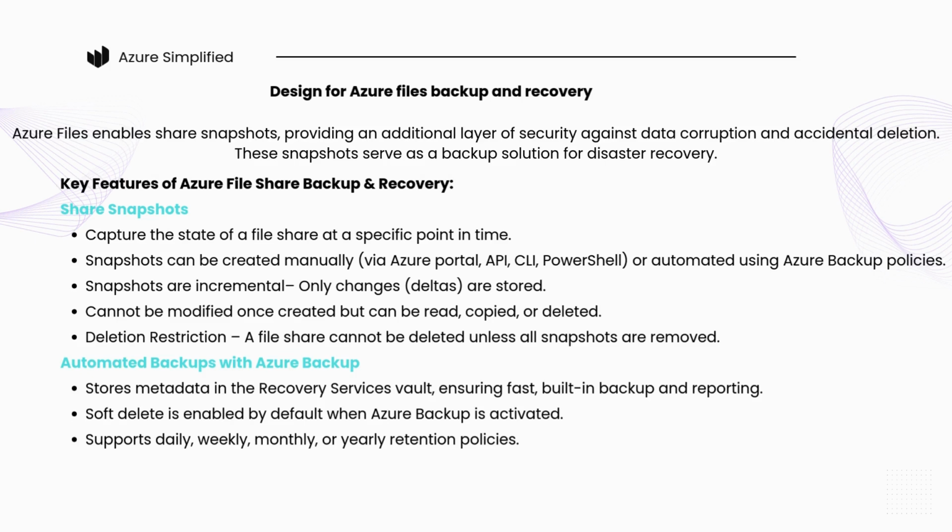Azure Files enables share snapshots, providing an additional layer of security against data corruption and accidental deletion. These snapshots serve as a backup solution for disaster recovery. Key features of Azure File Share Backup and recovery: share snapshots capture the state of a file share at a specific point in time. Snapshots can be created manually, via Azure Portal, API, CLI, PowerShell, or automated using Azure Backup policies. Snapshots are incremental, only changes, deltas, are stored. Cannot be modified once created but can be read, copied, or deleted.